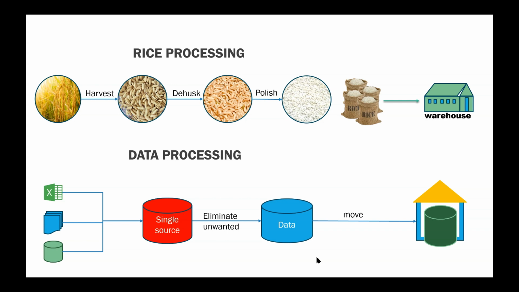After getting the single source, we eliminate the unwanted data. That means we have the student's name, student's 10th class marks, inter marks, the percentage, student address, all these things. In that, while converting from one format to a single format, the entity names will not be similar.